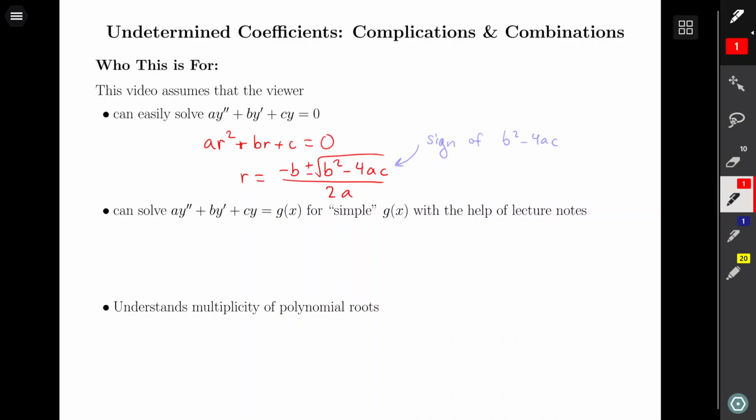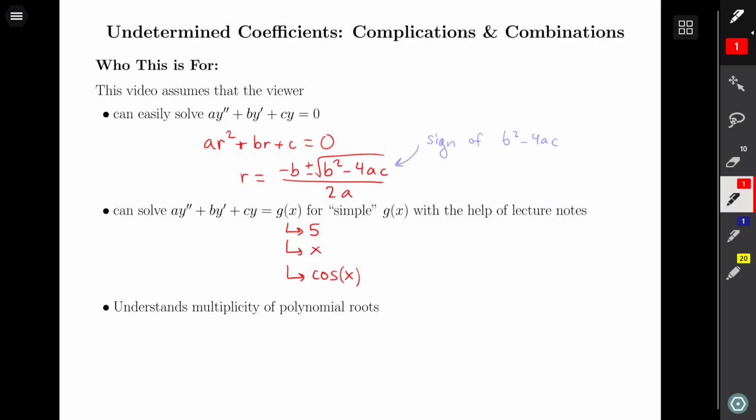The second thing I'm going to assume is that you can solve this differential equation. So the same left-hand side, but the right-hand side is a function of, we're going to say the independent variable is x. And I'm going to say for simple g of x. I always hate using the word simple, but in this case it sort of works. So that could be something like if I said g of x was 5, or g of x was x, or if it was a cosine of x. Those are usually introductory examples you would see for undetermined coefficients, and your notes should provide you with enough information with how to do that.